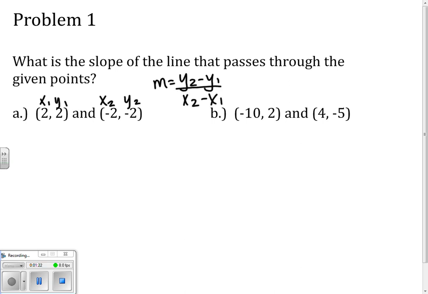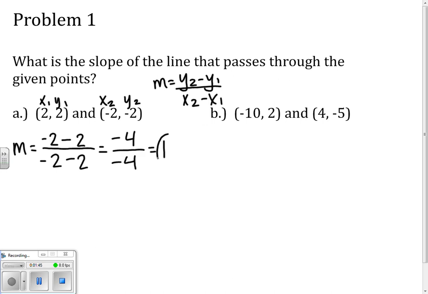All I'm going to do is substitute the values that I have. So to find slope, I'm going to do y sub 2, negative 2, minus y sub 1 is 2, over x sub 2, negative 2, minus x sub 1 is 2. Figure out the top and bottom separately. On the top, negative 2 minus 2 is negative 4, and same as the bottom. So the answer is 1. They're not all going to be that pretty.